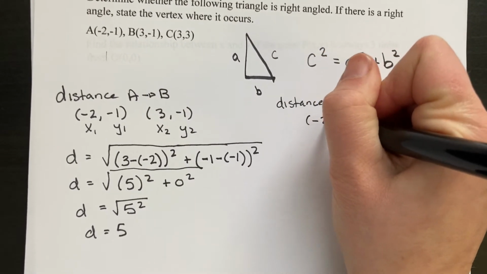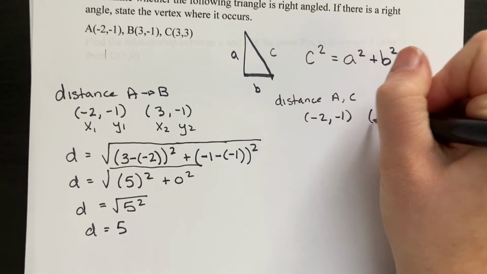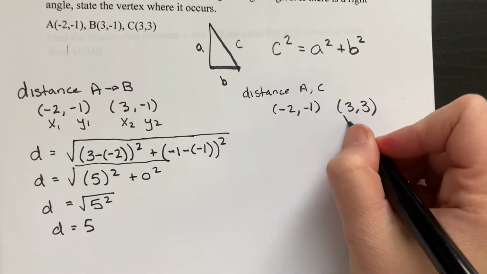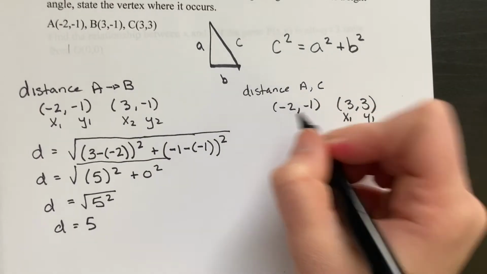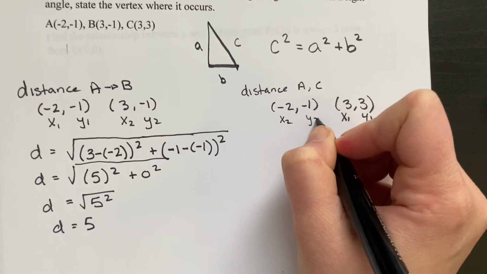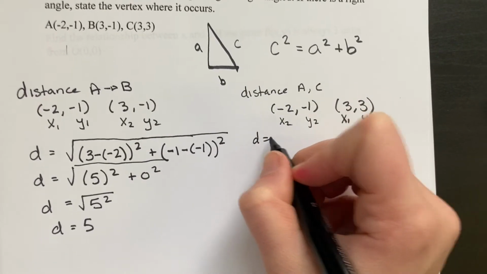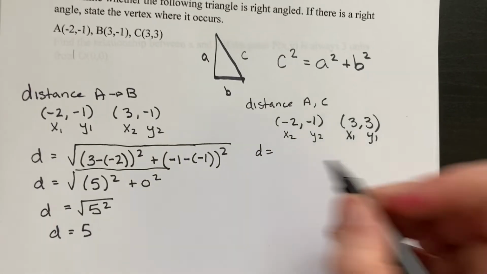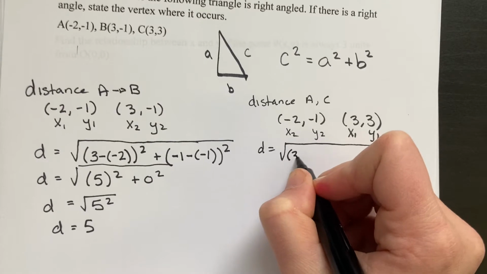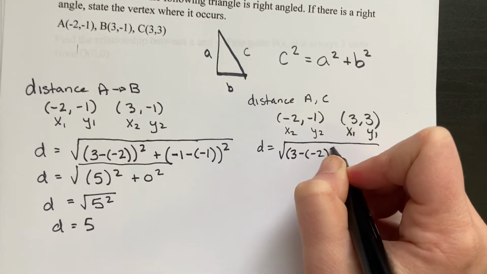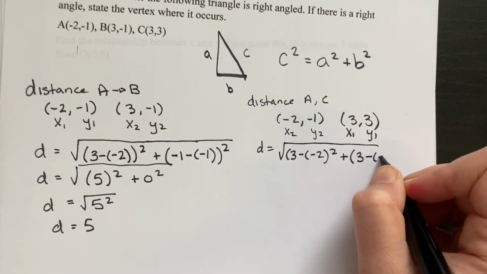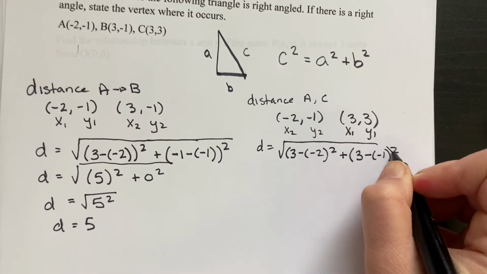So A is -2, -1, and C is 3, 3. In this case, I'll make this x1, y1. Again, it doesn't matter as long as our x1, y1 go together and our x2, y2 go together. So my distance between these 2 points is the square root of x1 minus x2, so 3 minus -2 squared, plus 3 minus -1 squared.